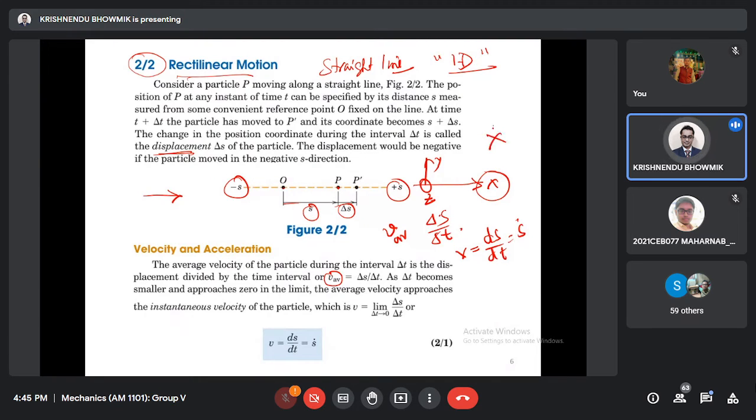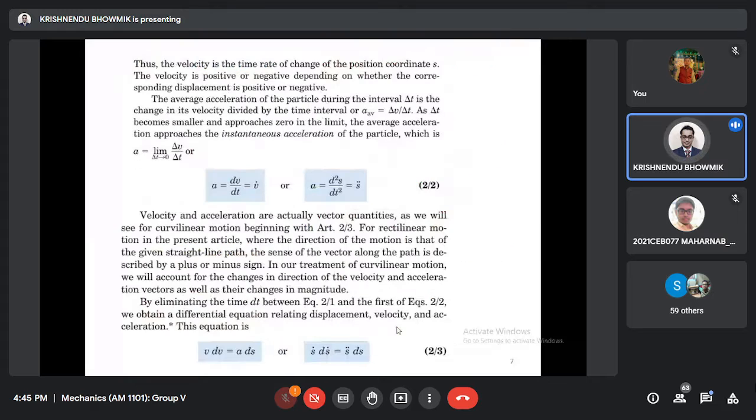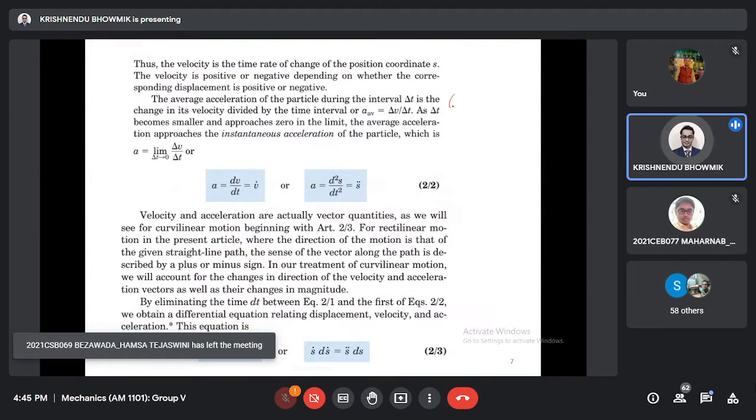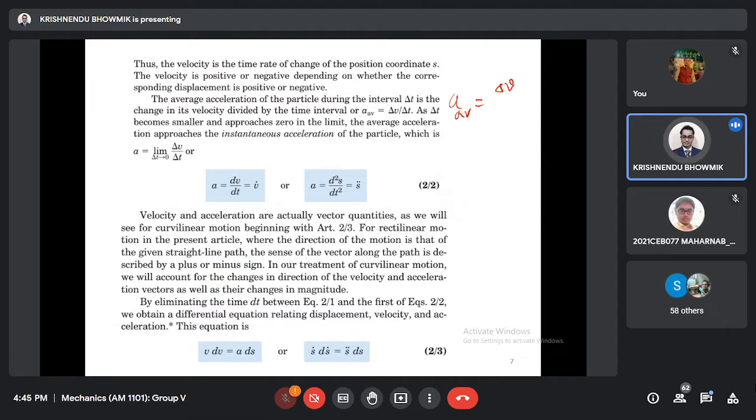Somebody writes x dot also. Some books write x dot, dx dt. dx dt is the velocity, but you also know that this instantaneous velocity is a vector quantity. I am just recovering 10 plus 2 standard things, don't worry. In a similar way, the average acceleration will be delta v by delta t.